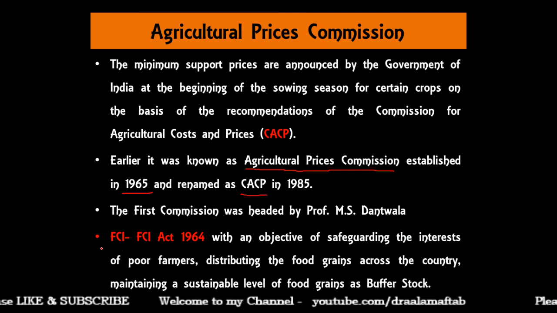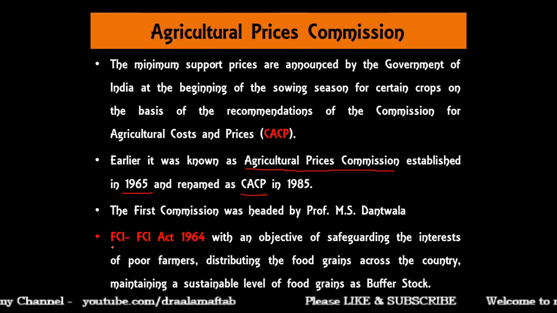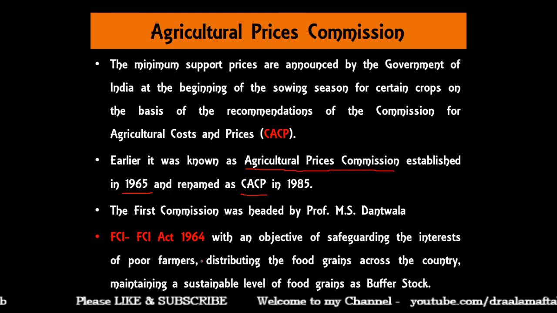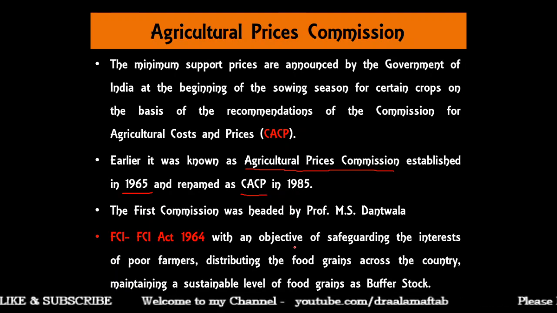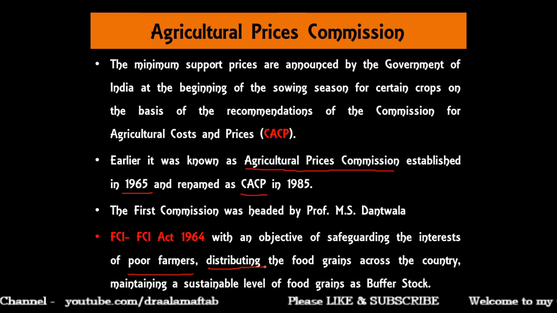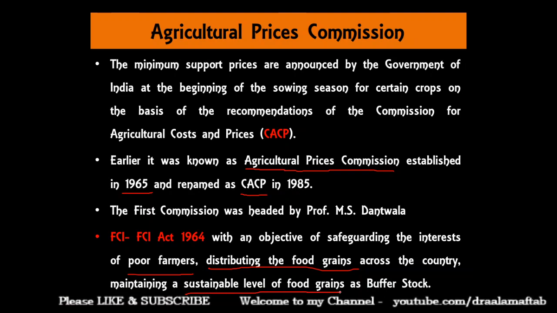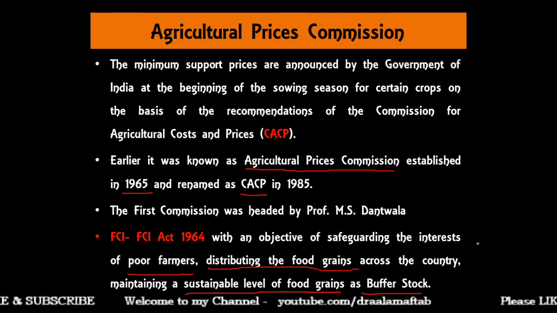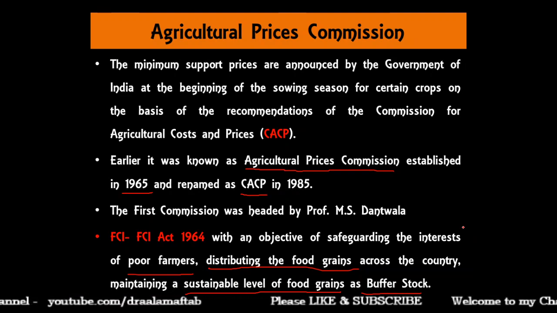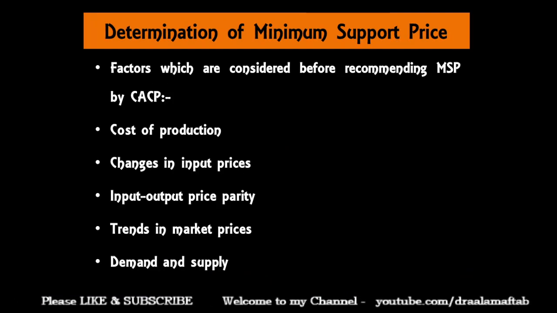And there is one more thing, that is FCI, the Food Corporation of India, which maintains the buffer stock. It was established under the FCI Act 1964. The objective of the creation of FCI was safeguarding the interest of poor farmers, distributing food grains across the country, and maintaining a sustainable level of food grains as buffer stock in the economy, right? To avoid any uncertainty if there is drought or flood, anything. So this FCI provides food grains which are there in the buffer stock.